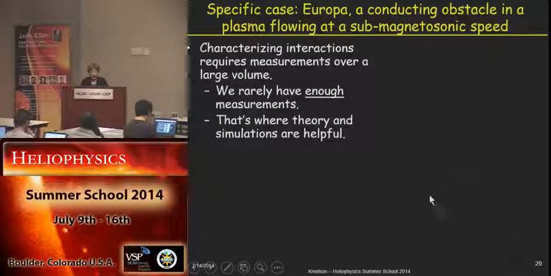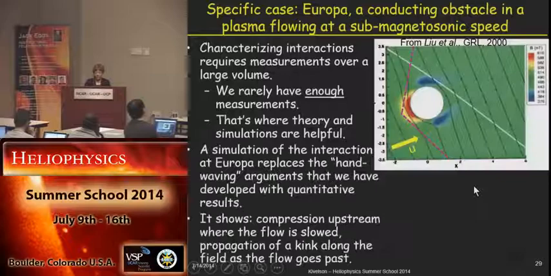And the problem that we face in outer planet science is even more acute than the problems faced in Earth magnetospheric or even solar physics. We rarely have enough measurements. We have flybys. Other than for Earth's moon, we have never had a scientific spacecraft in orbit around these moons. We're hoping that will change. And that's where theory and simulations are helpful. And so I'm showing you a simulation of the interaction with Europa.